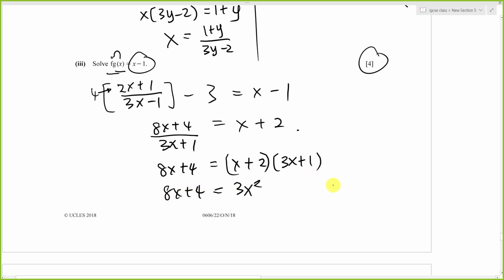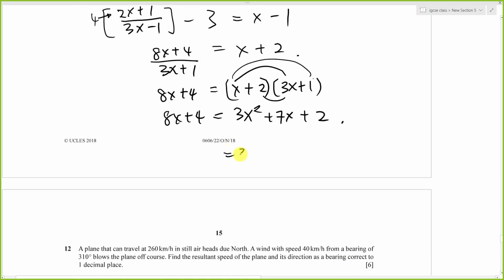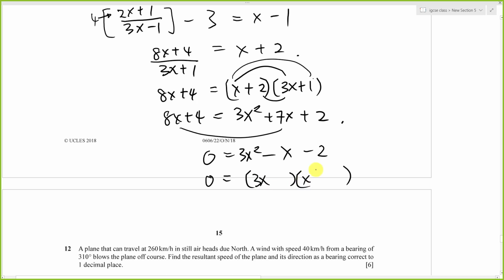Alright, then I'm going to expand it. So becomes 3x². I multiply. So this one will give me 6x and x, so it will be 7x + 2. I just expand as fast as possible. 3x², the 8x moves here, becomes minus. x, 4 moves here, minus 2 equals to 0. And then I'll factorize it. 3x and x, this one will be 2 and 1. Become minus and plus. Then x = -2/3 or x = 1. Yeah, some algebra work here.